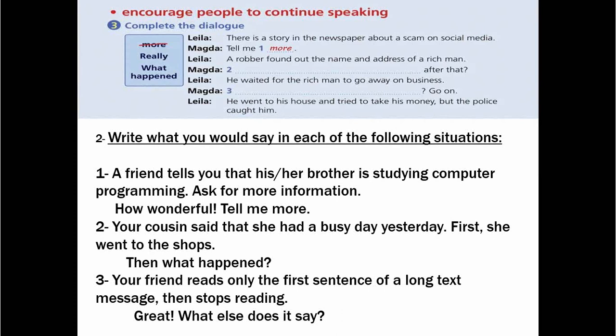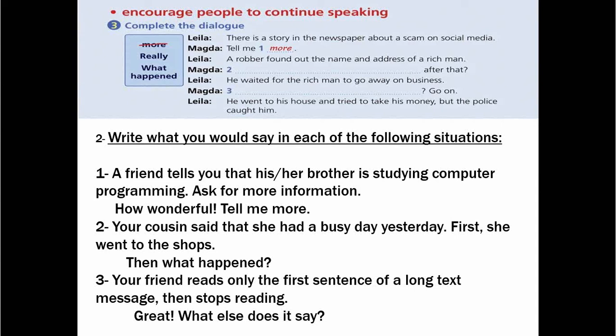Let's try together to answer the following question to complete this dialogue. Complete the dialogue. The dialogue is between Layla and Magda. Layla says, there's a story in the newspaper about a scam on social media. Magda says, tell me more. Layla says, a robber found out the name and address of a rich man. Magda says, space, after that? Layla says, he waited for the rich man to go away on business. Magda says, space, go on. Layla finally says he went to his house and tried to take his money, but the police caught him.